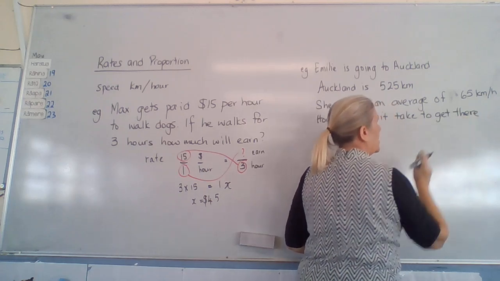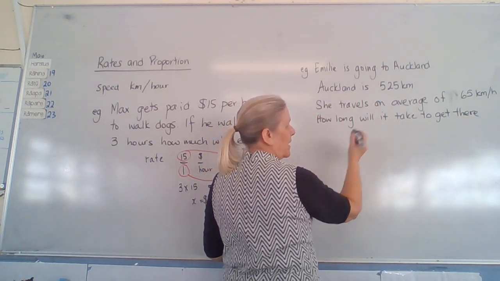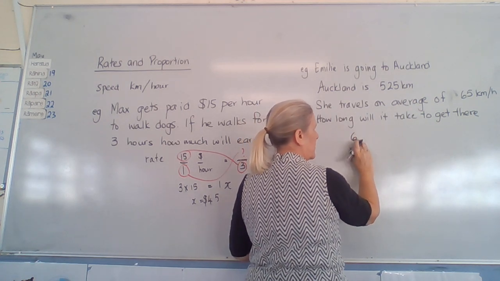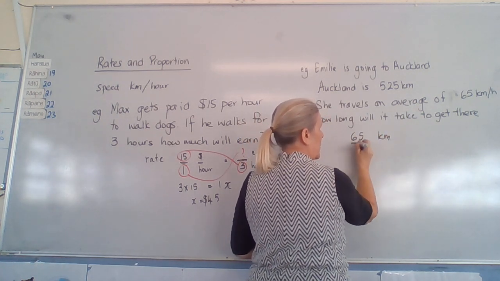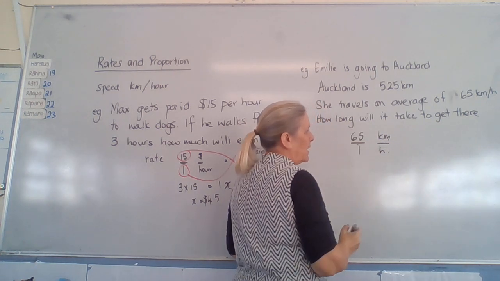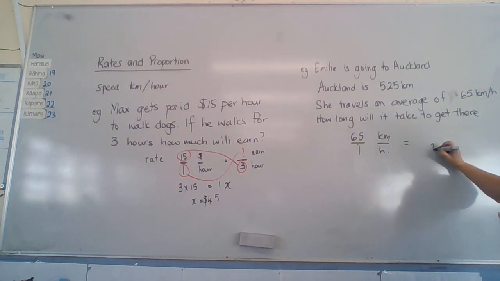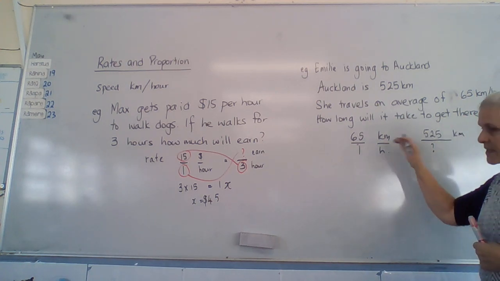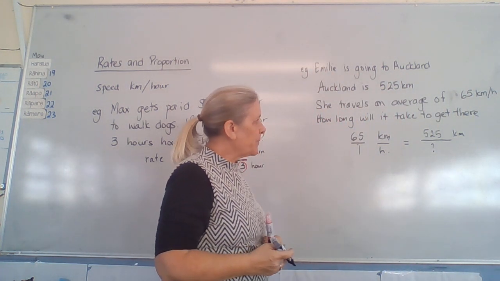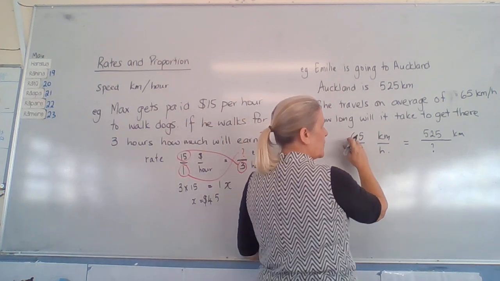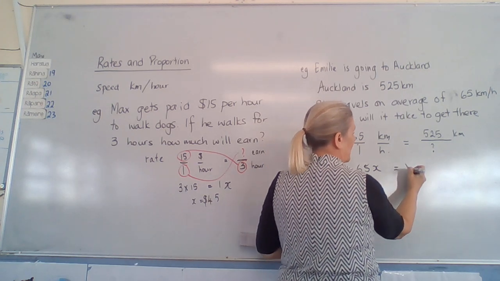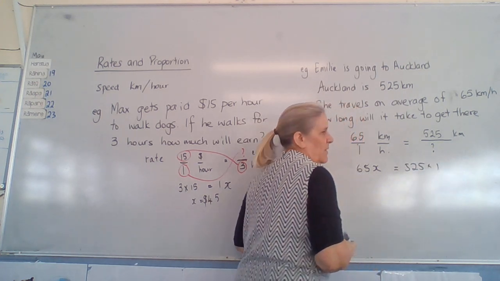Right, so we set up our fraction. We've got our ratio or our proportion is that 65 kilometres per 1 hour. All right? We want to find out how long it's taken her, this question mark here, and she's going 525 kilometres. So we set it up the same way round, okay? Then we cross multiply it, so we've got to have this one going up here, so our 65x equals 525 times 1, which is really obvious.